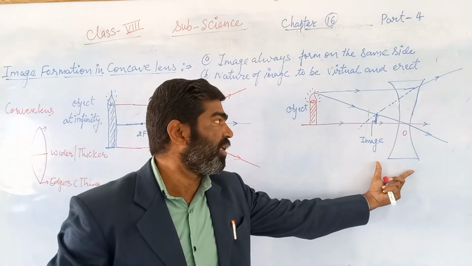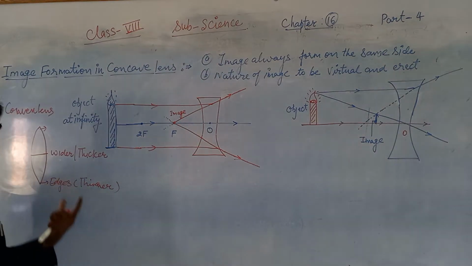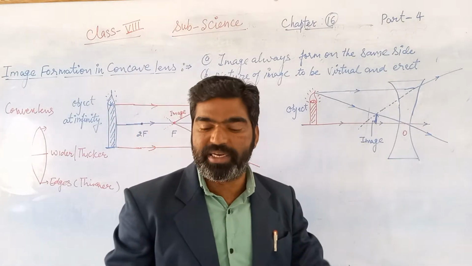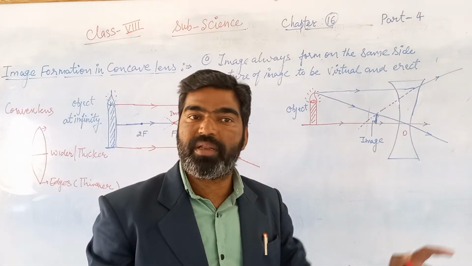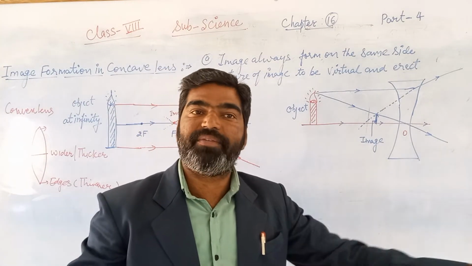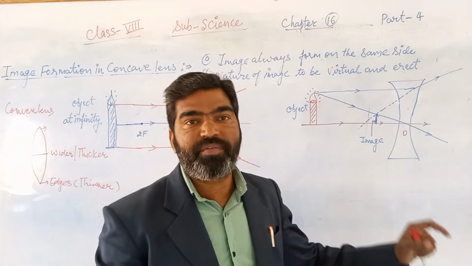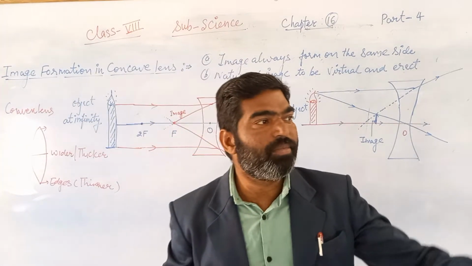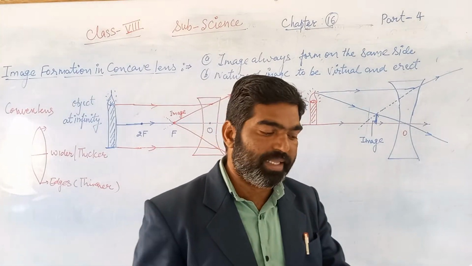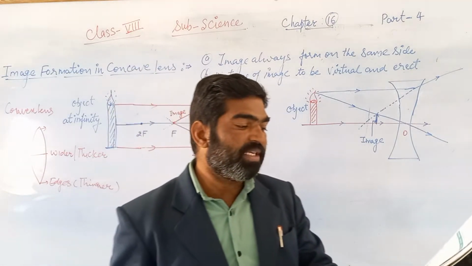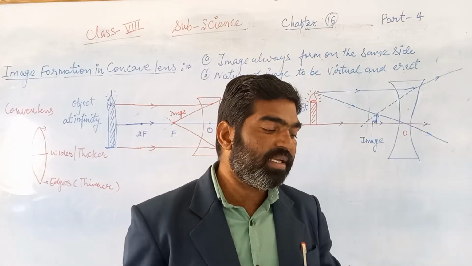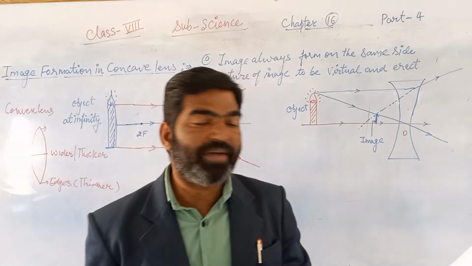This type of lens is known as a concave lens, and this type of lens is known as a convex lens. Second thing, the concave lens is known as a diverging lens. It diverges the beam of light, it spreads the rays. But the convex lens is known as a converging lens, which focuses the beam of light at a point. So the concave lens diverges the light rays after refraction, but the convex lens converges the light rays at a point after refraction.